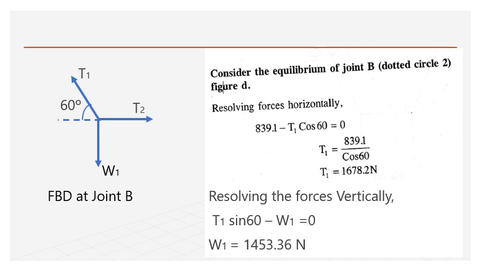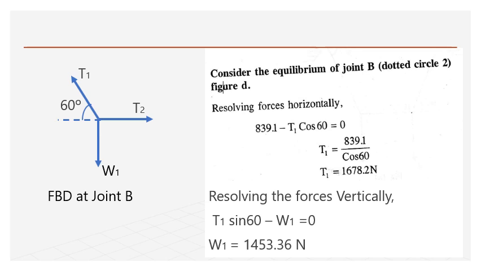Again apply the conditions of equilibrium. T2, the horizontal force, is known. So I apply the sigma H is equal to 0 condition first. T2 is 839.1 minus T1 cos 60. W1 is acting vertically downwards; it does not have any horizontal component. So T1 you get as 1678.2 Newton.